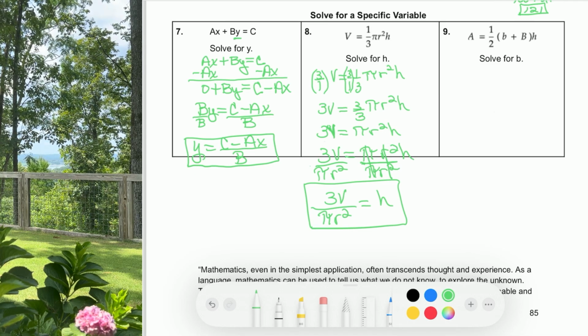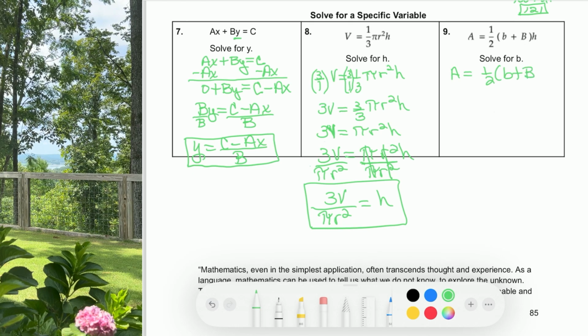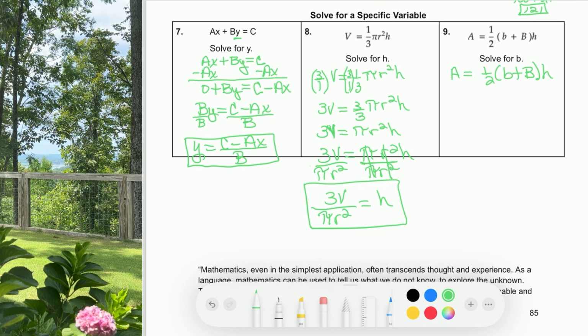Now look at number 9. We have the same situation. We have a fraction that we need to deal with. So we have a equals 1/2 lowercase b plus capital B times h. Before we get rid of our fraction, I want to point out the fact that we have a lowercase b and a capital B. Those are different values. You can't combine them because one is lowercase and one is capital. So that means they are not like terms. So make sure you don't make the mistake of combining them.